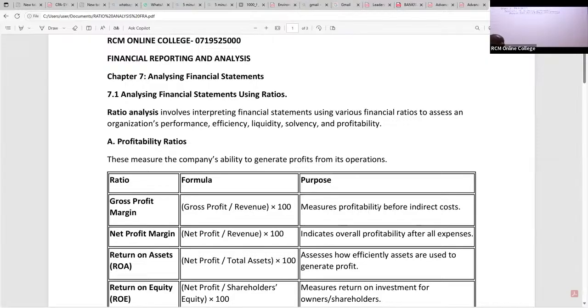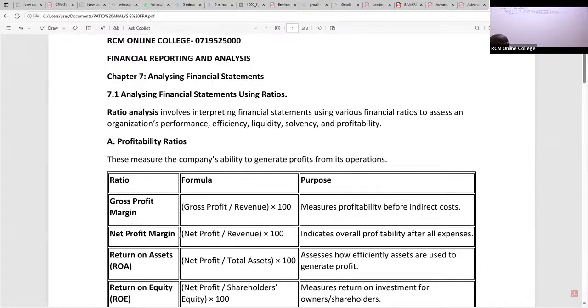Measures profitability using the cost of sales only. You see, for us to get gross profit, we take sales revenue minus cost of sales. Before you start looking at indirect costs, get that gross profit that you have there, and divide it by sales revenue, and there you will be.